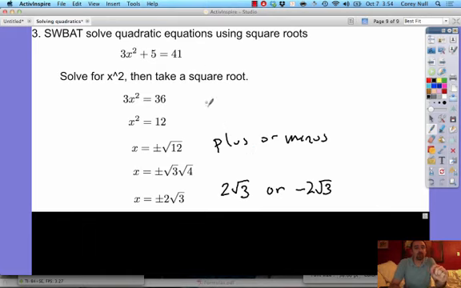Okay, so one comment about this. This method only works if there is no x term. Okay, this will not work in a polynomial that has x squared plus something x. Okay, there cannot be a plain old x term in this for it to work.